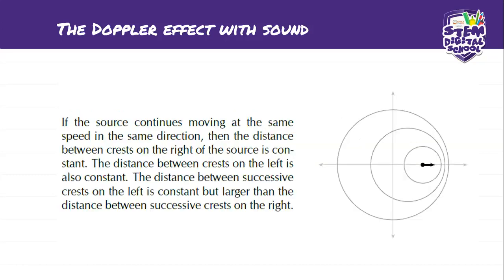So if the source continues moving at the same speed, in the same direction, then the distance between the crests on the right of the source will also be constant, which means the sound will be much louder. The distance between successive crests on the left is also constant, but larger than the distance between successive crests on the right. So you see this one here. You see the crests, they're so far apart from each other, which shows that the observer standing here is not going to hear crests that are much closer to each other. Okay, so here is a representation.